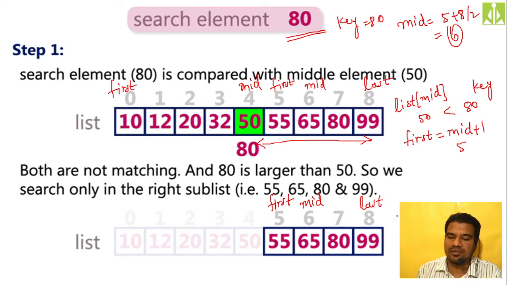So once again, what we have to do? Compare list of mid with key value. What is list of mid now?